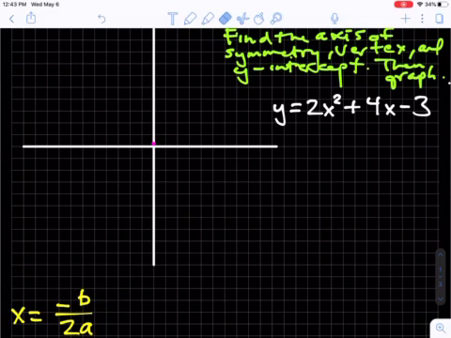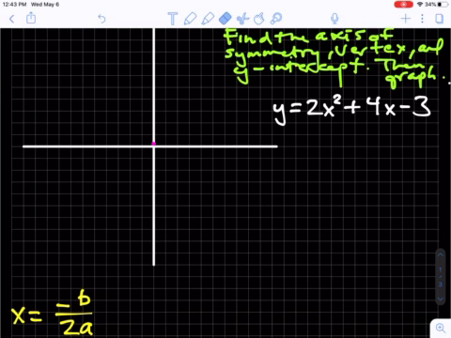All right, let's start looking at some more of the features of the graphs a little more in detail, and also looking at them more in terms of how can we determine some of these things without necessarily doing the graph first, or even without the graph available to us. So what this problem is asking us is: find the axis of symmetry, vertex, and y-intercept, then graph it.